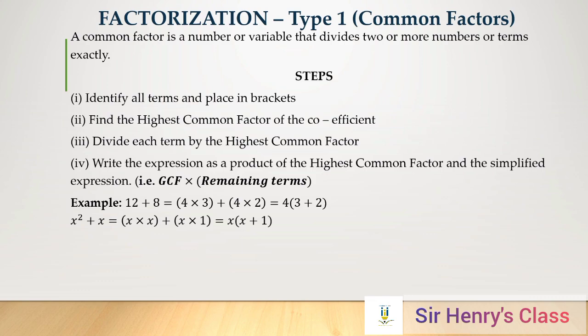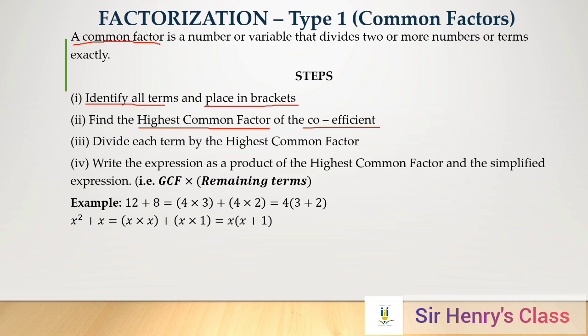In type 1 common factors, we make good use of what we call the common factor. The common factor is any number that can divide the terms or the numbers in the terms exactly without any remainder. So how do we do type 1 factorization? First, you identify all the terms and then you place them in brackets. Step 2, you find the highest common factor of the coefficient.